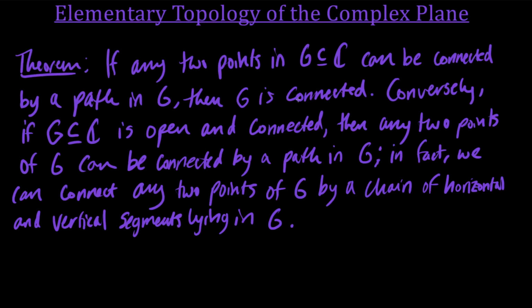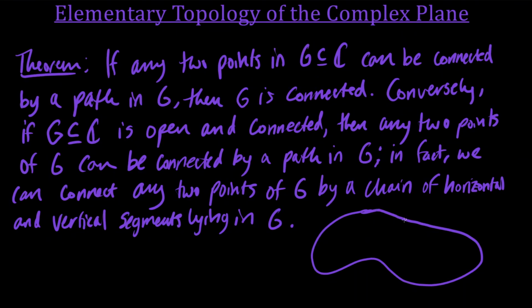Alright, the last thing I want to go over is a theorem. If any two points in G can be connected by a path in G, then G is connected. Conversely, if G is open and connected, then any two points of G can be connected by a path in G. In fact, we can connect any two points of G by a chain of horizontal and vertical segments lying in G. Essentially, this theorem is saying that if all of the points in G can be connected via a path, then G must be a connected set. And if G is an open and connected set, then we can actually connect any two points using just vertical and horizontal segments.